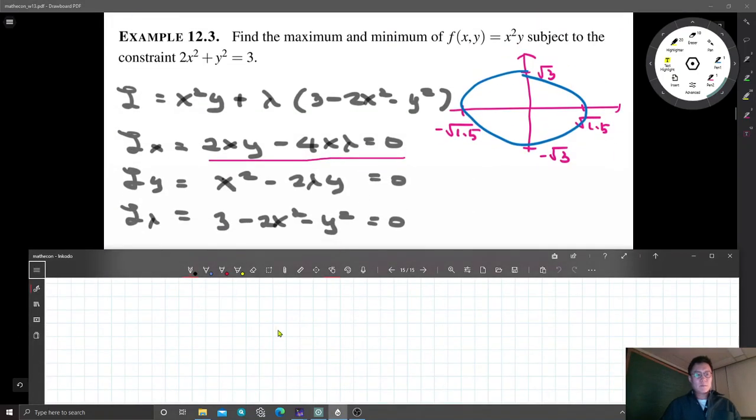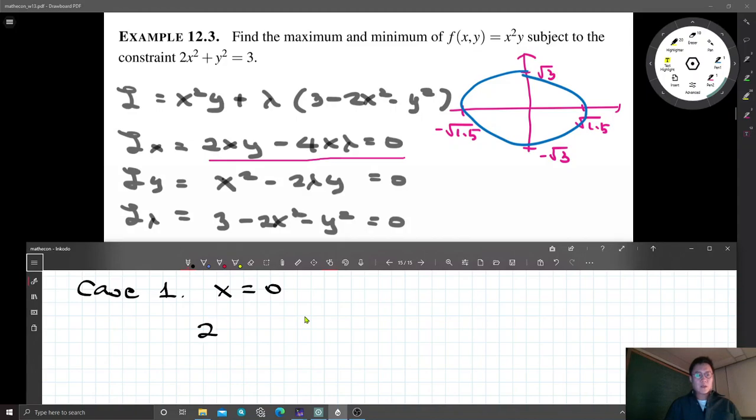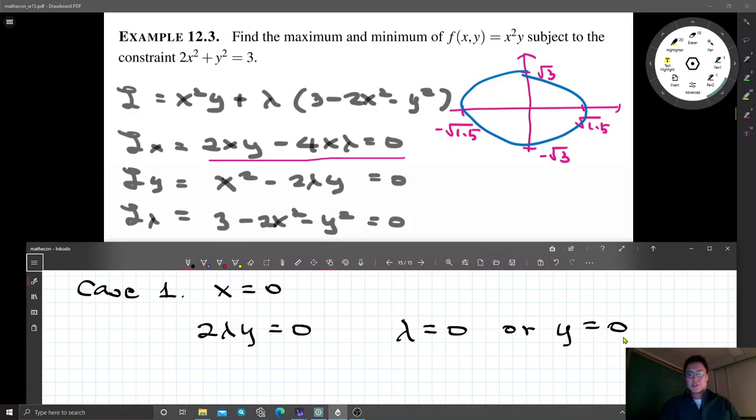Case 1, when x is equal to 0, then the second equation comes down to 2 lambda y is equal to 0. And I have another two possibilities. To satisfy this equation, lambda must be 0 or y must be 0. But if I think about the second solution, if y is equal to 0, because I already assumed x is 0, it means both x and y are equal to 0. But the given constraint requires 2x squared plus y squared must be 3. If both x and y are equal to 0, there's no chance to satisfy this equation. So at this point the constraint is violated, so I can rule out this solution.